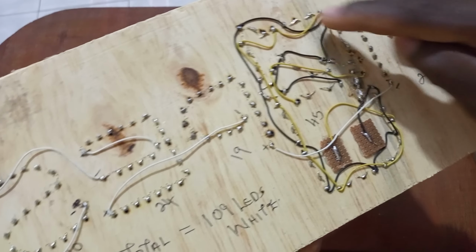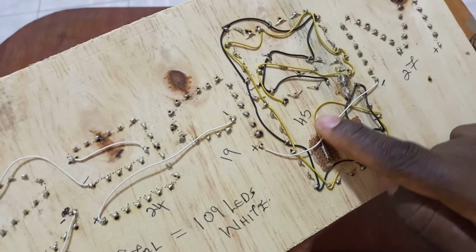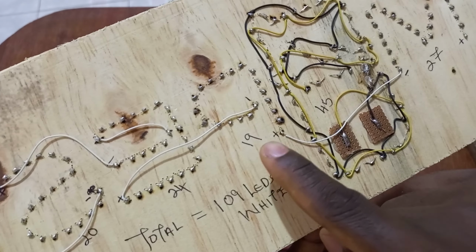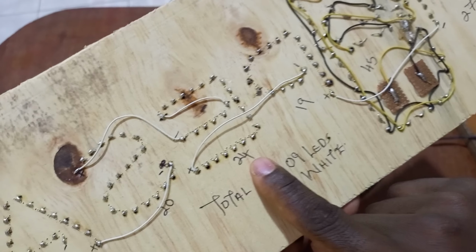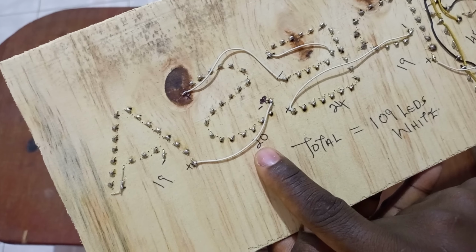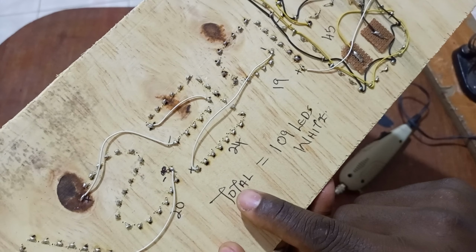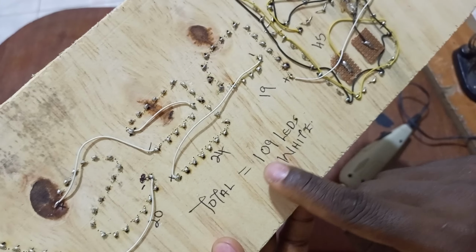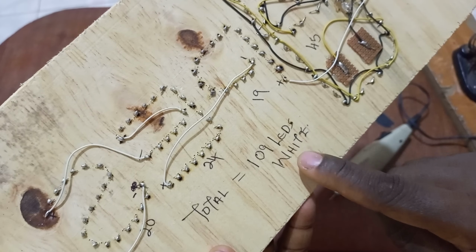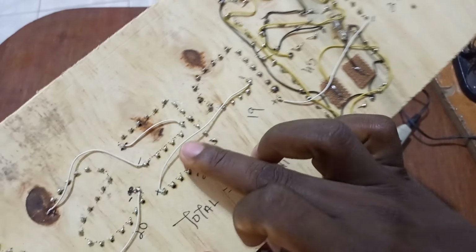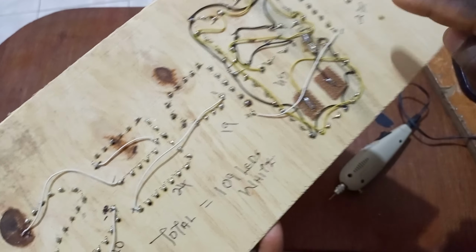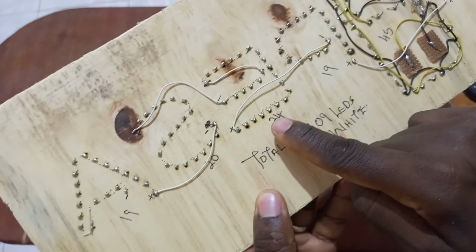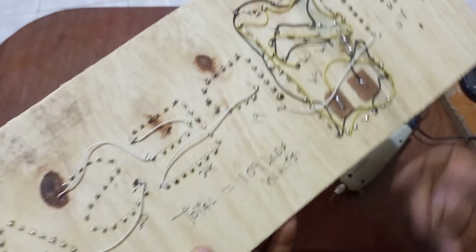This icon where we shall have the chaser, we have 45 LEDs. Letter P has 19, letter E 24, S 20, and letter A 19. And the total, I have 109 LEDs on the letters. This icon is separate. 109 is for M, P, E, S, and A.